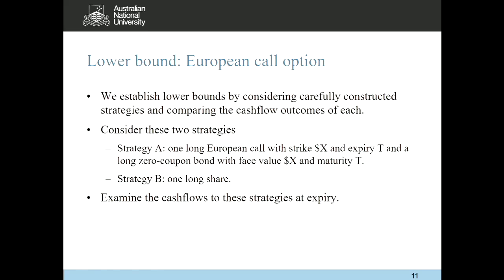So for the European call option, the way we derive the lower bound is by setting up two portfolios, right? In the first portfolio, portfolio A, we long 1 unit of a European call option with strike price of X, maturing at time T. And the second piece of portfolio A is that we long a zero coupon bond with a face value of X, maturing at time T. And in the second portfolio, portfolio B, we long 1 unit of share, right?